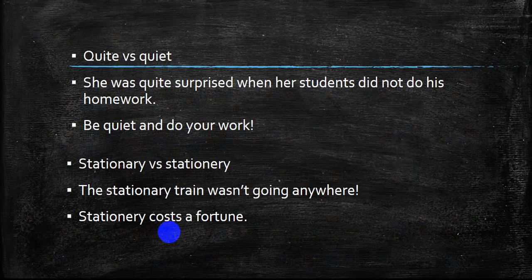Quite versus quiet is a common spelling mistake. She was quite surprised when her students did not do their homework. Be quiet and do your work. Stationary versus stationery. The stationary train, with an A, wasn't going anywhere because it was still, and then stationery cost a fortune. So pens and pencils can cost a fortune.